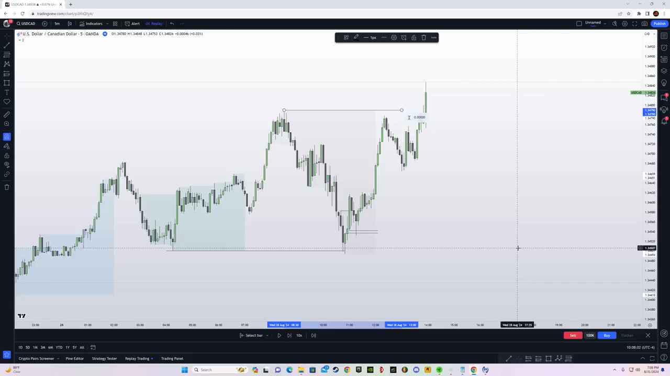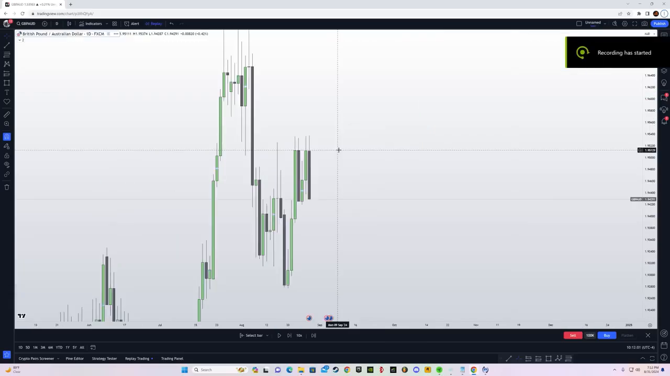Let me give you guys one more example. Alright, guys, so here is the last example. And I promise you guys, this is one of the best approaches to trade ICT.